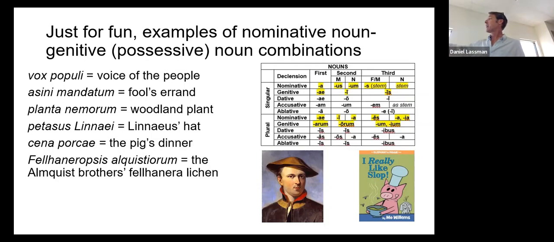And then finally, here's an actual example from botany, Phalaenopsis olmquistiorum, which is a genus, Phalaenopsis, of the Olmquist brothers. Olmquistus is pluralized in that case, so it's olmquistiorum. There are two Olmquists. All right, so that's really all you need to know for botanical Latin. Shall we end?